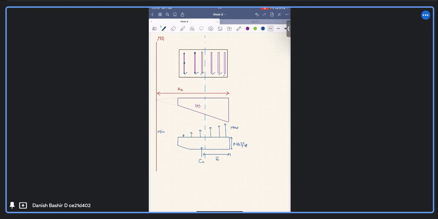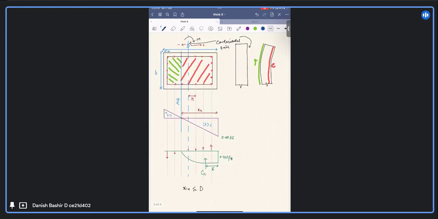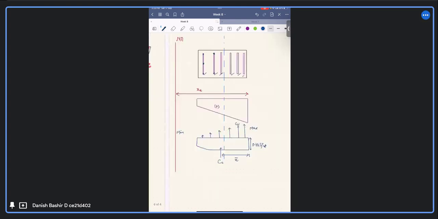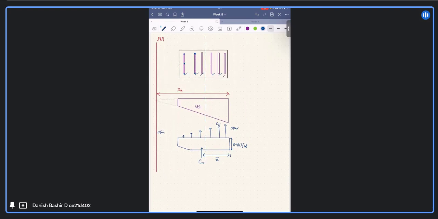I am denoting the compression taken by the ith line of the rebars as CSI. And as I already told you about the index, for the yi line, the distance yi is positive if it is on the positive side of the centroidal axis, and negative on the negative side. CSI is the compression force taken by the ith line rebars. And similarly, this will be the strain epsilon SI in the ith line.